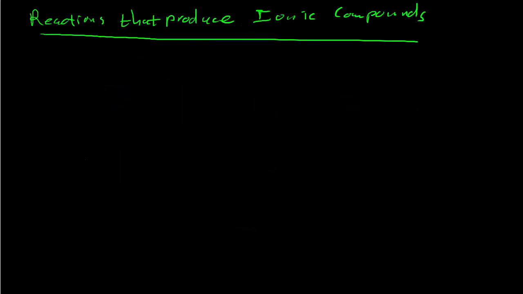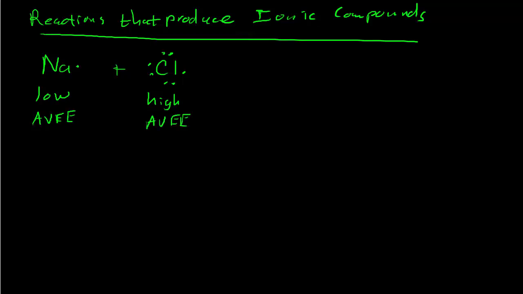Now we're going to look at some reactions that produce ionic compounds. Let's think about the reaction between sodium, which has 1 valence electron, and chlorine, which has 7 valence electrons. What we know is that sodium has a low average valence electron energy, so it doesn't hold on very tightly to its outer electron, whereas chlorine has a relatively high AVEE, and so it's going to tend to pull this electron towards itself. We know that metals are dominated by their tendency to give up electrons, so sodium will lose an electron and form the sodium cation, and chlorine will form a chloride anion. We've now completed the octet, completed the valence shell of chloride, with a negative charge.